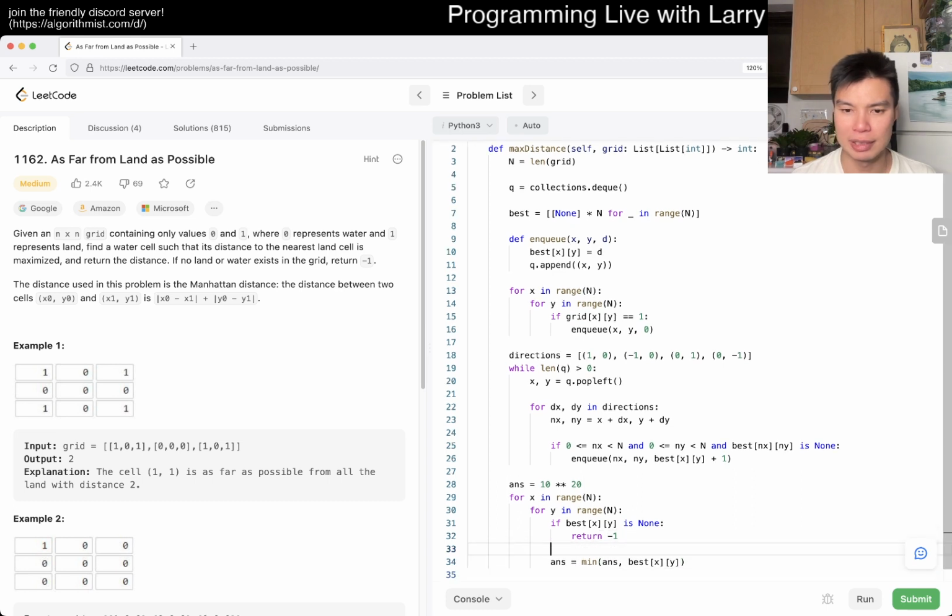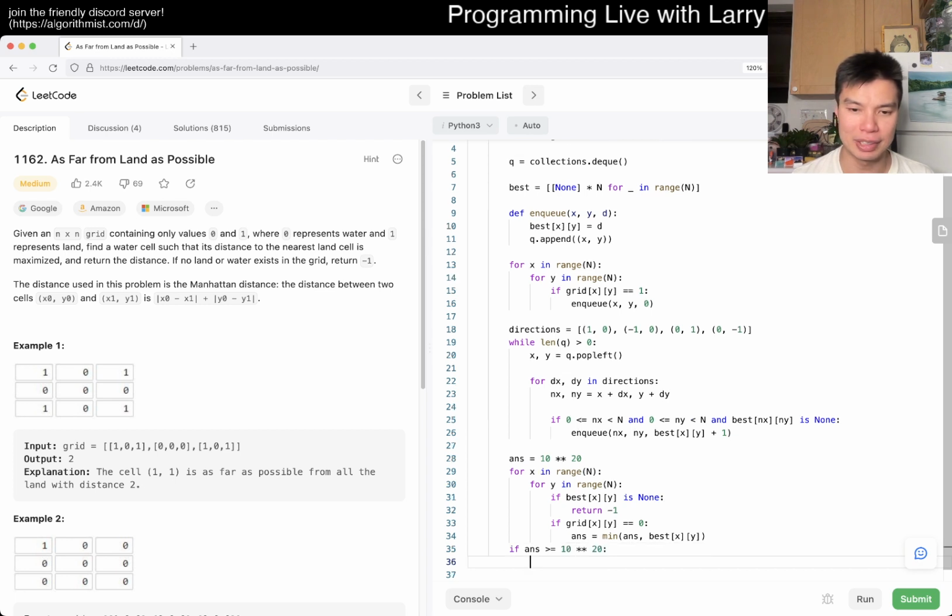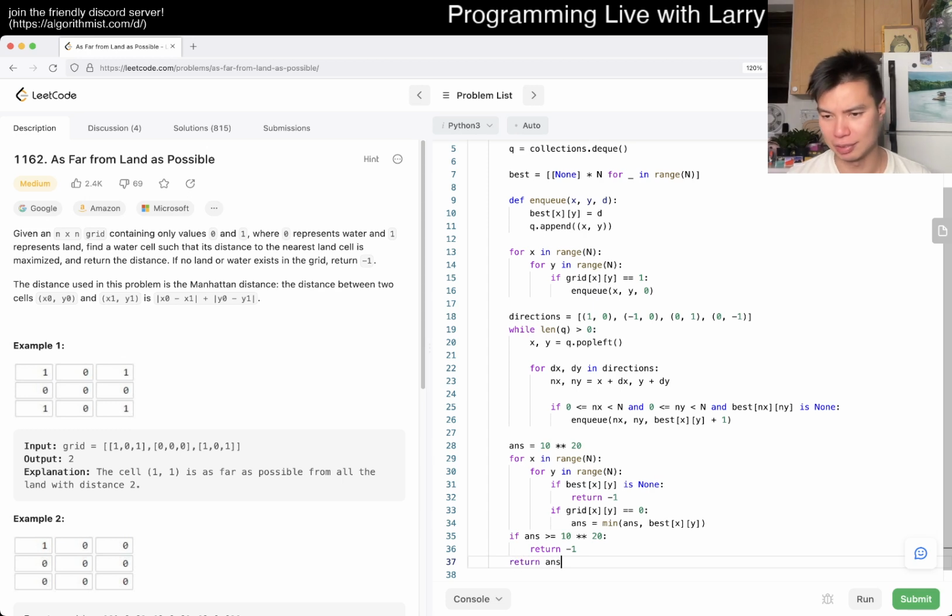Oh, only if best of xy is equal to, oh, not best, if the grid is water, right? Which one is water? 0? Yeah. And then if the answer is still this infinity number, then we return -1, because it's all water or all land. Yeah, it's all land. So then otherwise we return the answer.